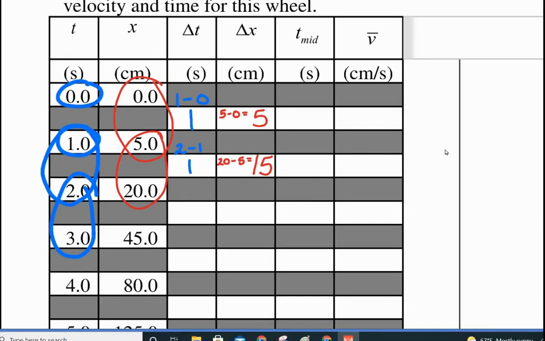All right, so for time mid, think about it as your middle time between the two that it's next to. So if I'm doing T mid, I'm looking at these two times, and I want to know what is the time that's halfway between those. What's halfway between 0 and 1? 0.5. Then I look at the next one.